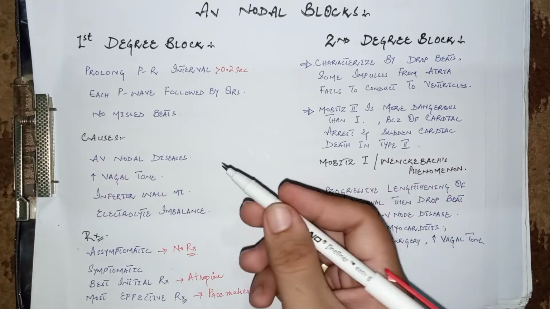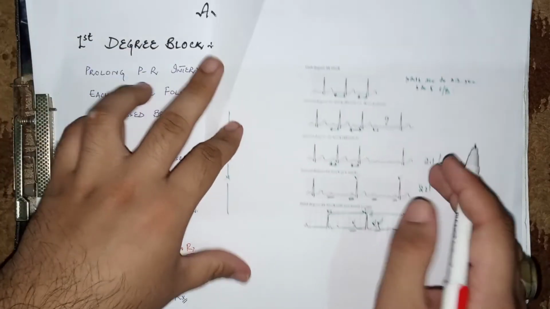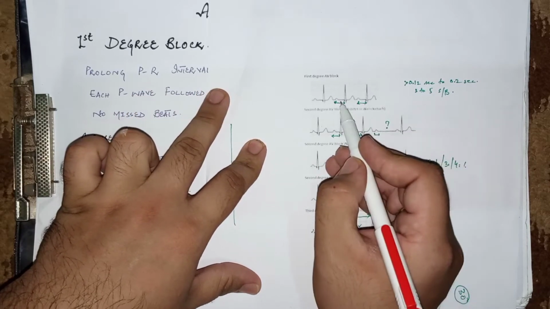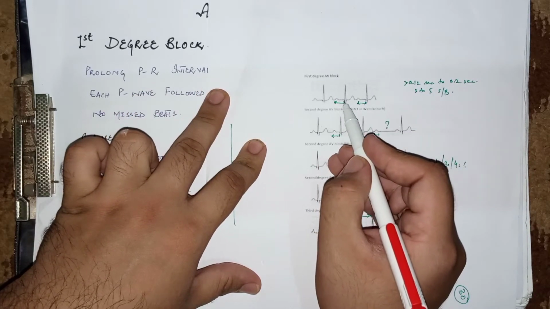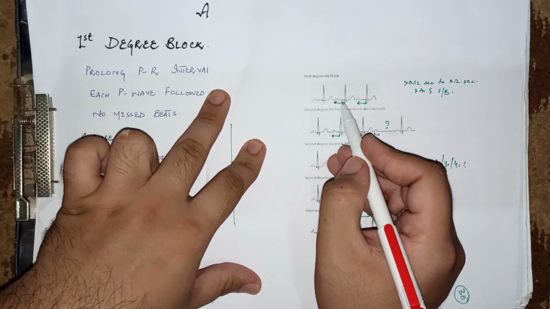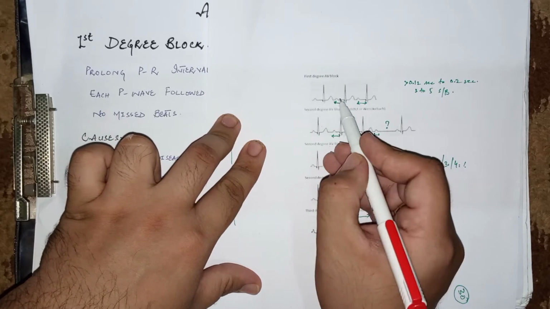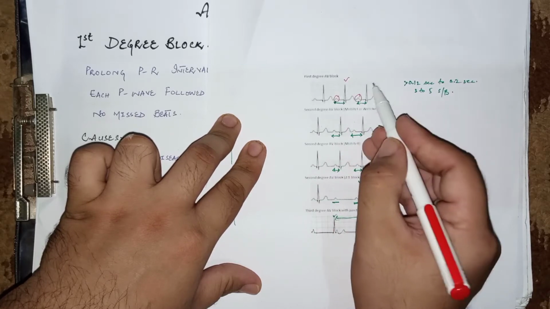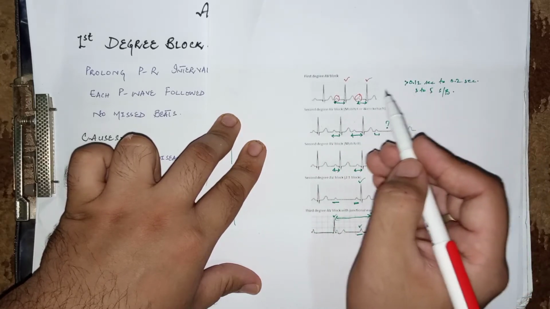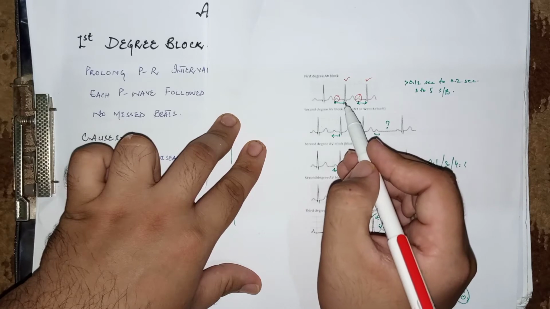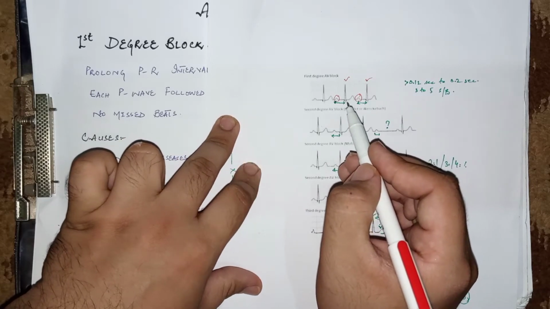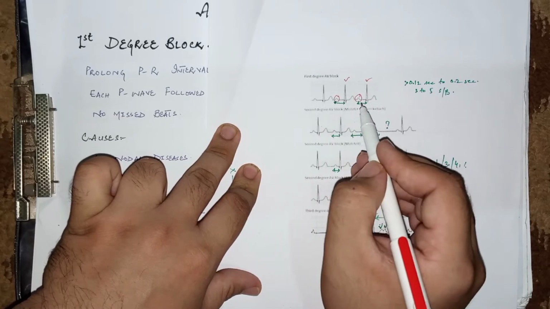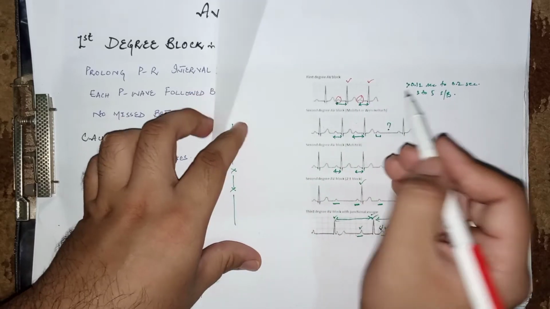Now look at the ECG of the first degree AV nodal block. So this is the ECG of first degree block. As you can see here, the PR interval is more than 5 small boxes, that is a prolonged PR interval, and after each P wave there is a QRS complex, then each P wave, then a QRS complex. There is just a prolongation of the PR interval, but there are no missed beats in first degree AV nodal block.